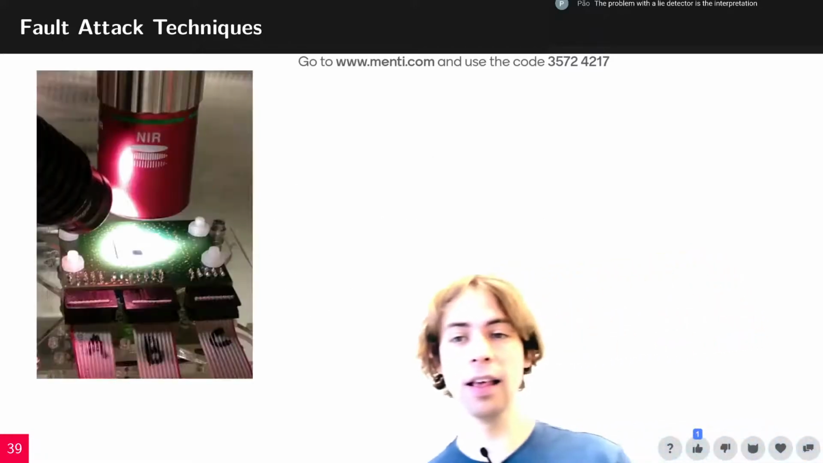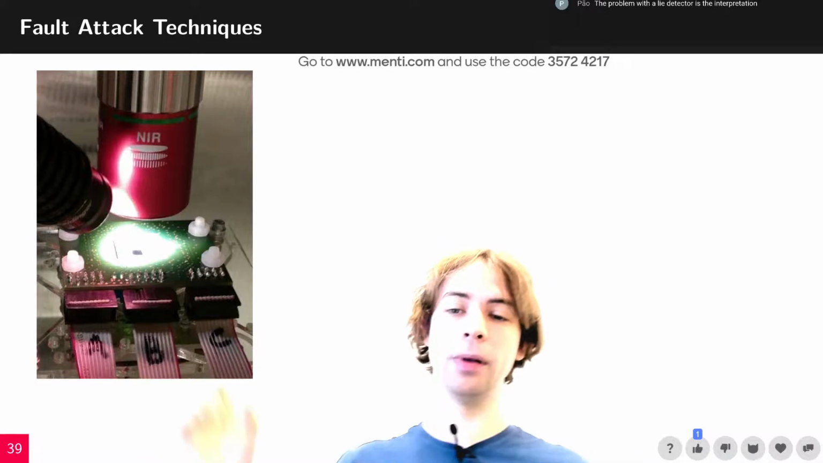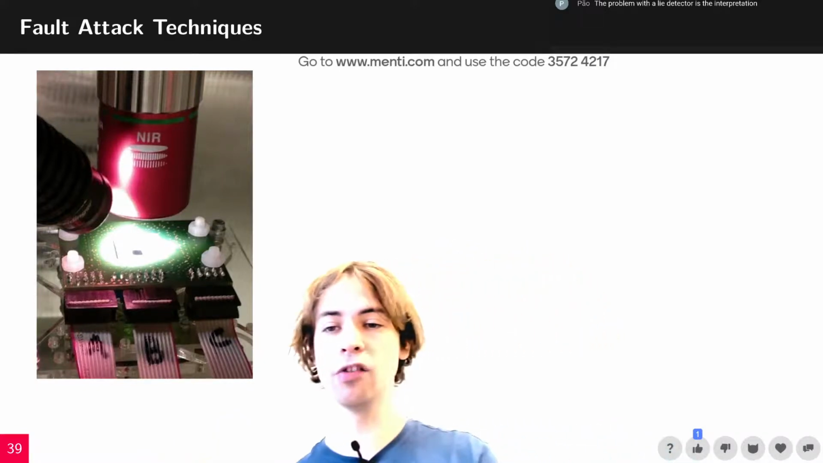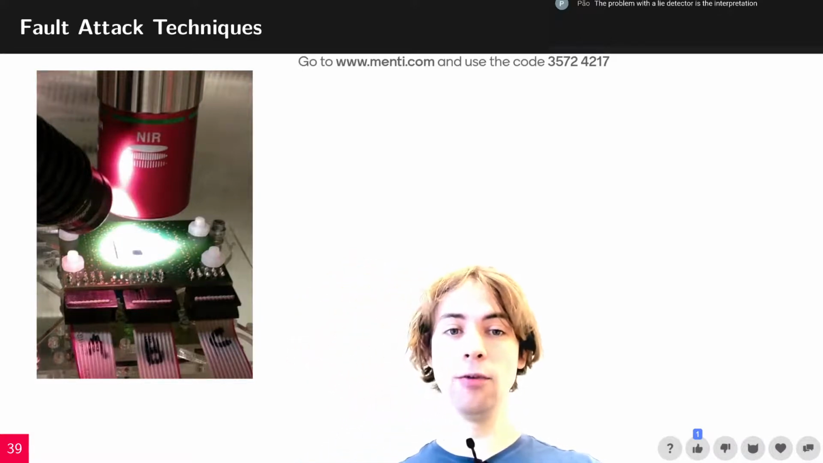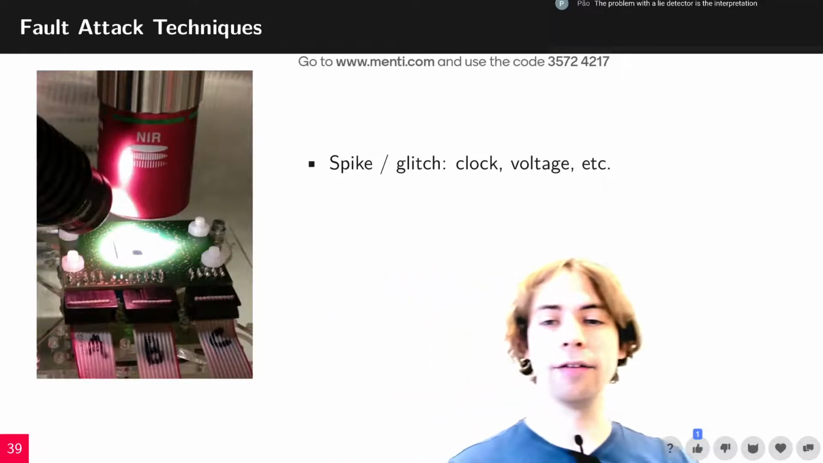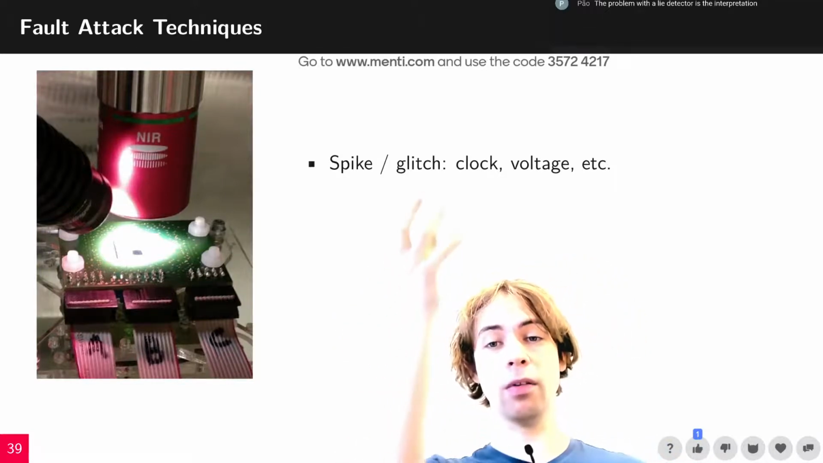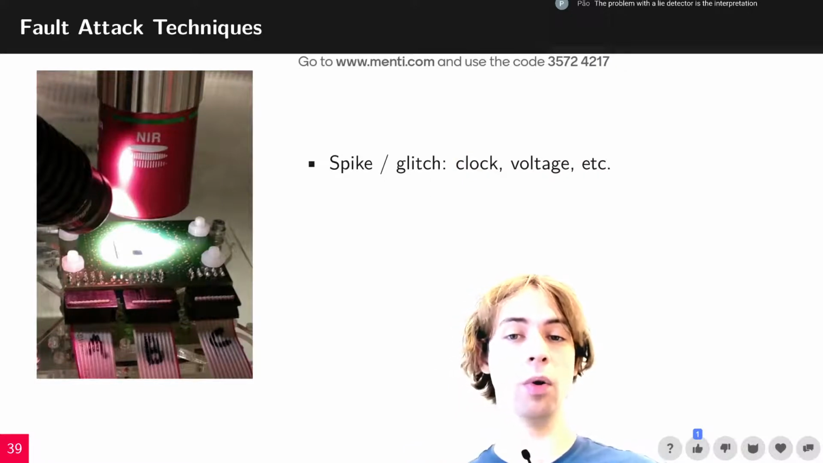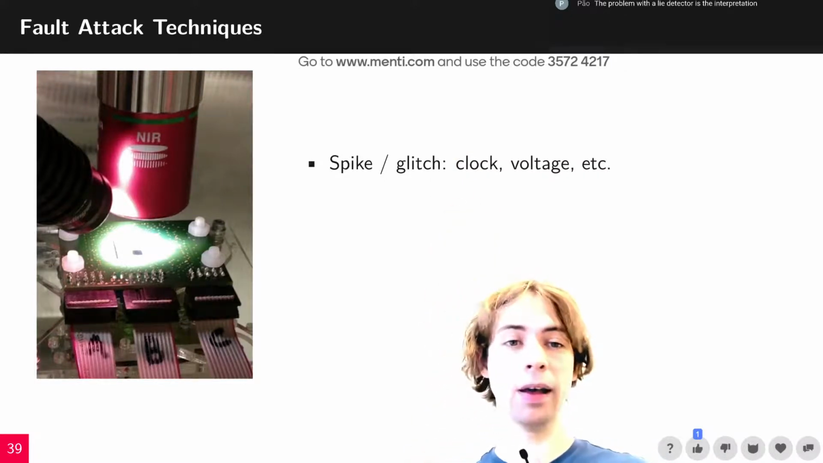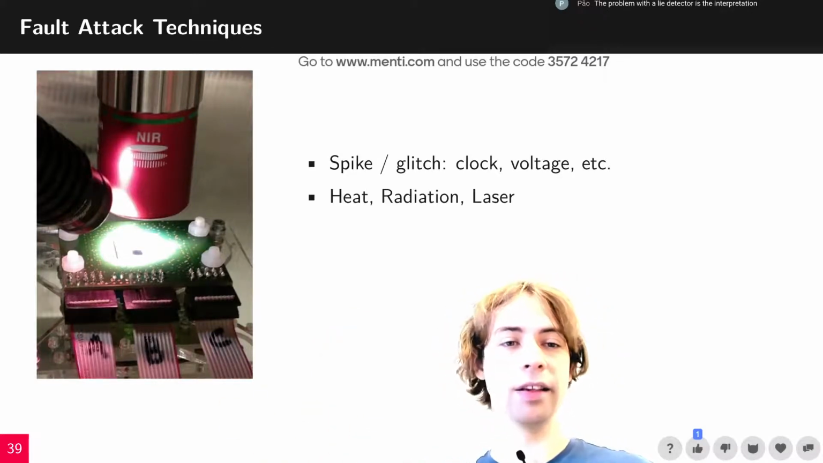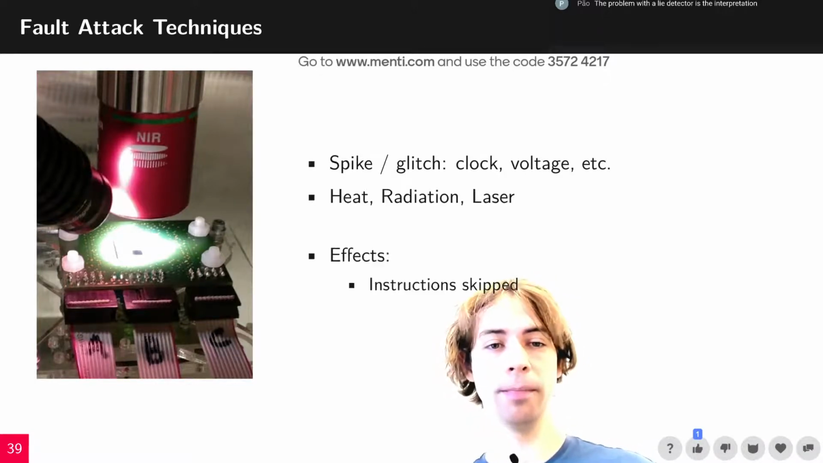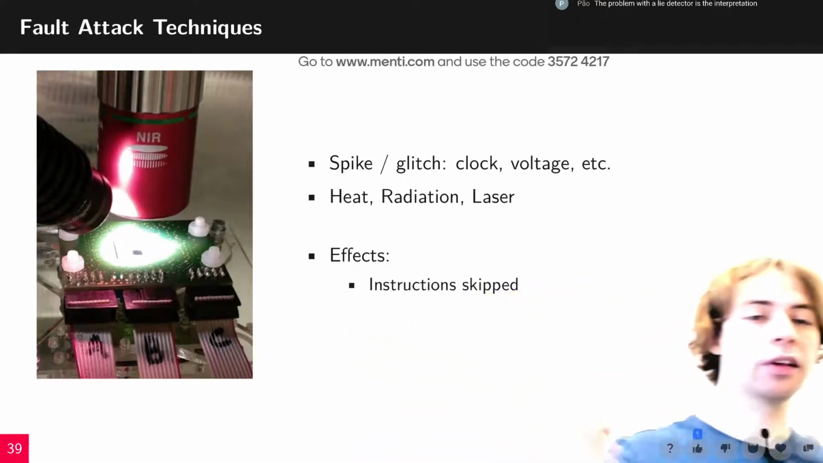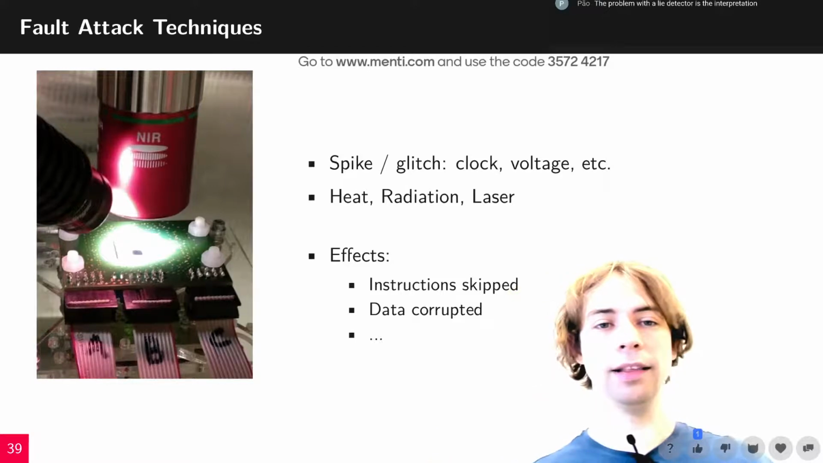So fault attack techniques, if you think about, for instance, a chip, here we have again a decapped chip, and maybe we are shooting with some laser on the chip, and maybe this influences the computation. So we can have spike or glitch attacks based on the clock. So you can glitch the clock or the voltage. You can have a voltage spike or a very short voltage drop. Heat, radiation, laser, all of these are useful to induce faults into chips. And the typical effects are instructions are skipped, data is corrupted, anything like it.